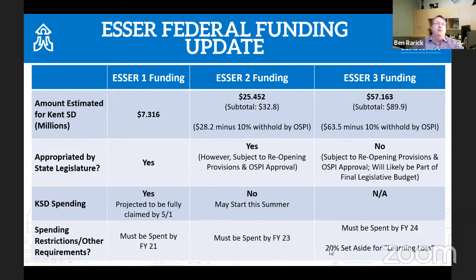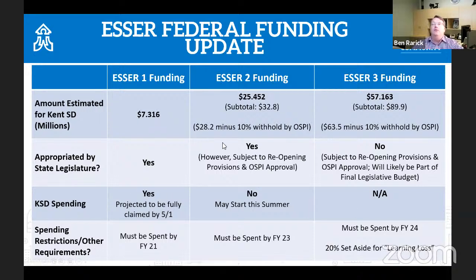And then one key detail you'll see in the bottom right-hand corner of the slide is that ESSER 3, not ESSER 1 or 2, includes a requirement that 20% of the funds be spent on the broad category of what's called learning loss programs. Now you can see 20% of $57 million is a significant amount of money. That's over $11 million. So that's a substantial earmark that we wouldn't necessarily have to demonstrate until the 23-24 school year, but that is one way in which ESSER 3 differs from the previous two.